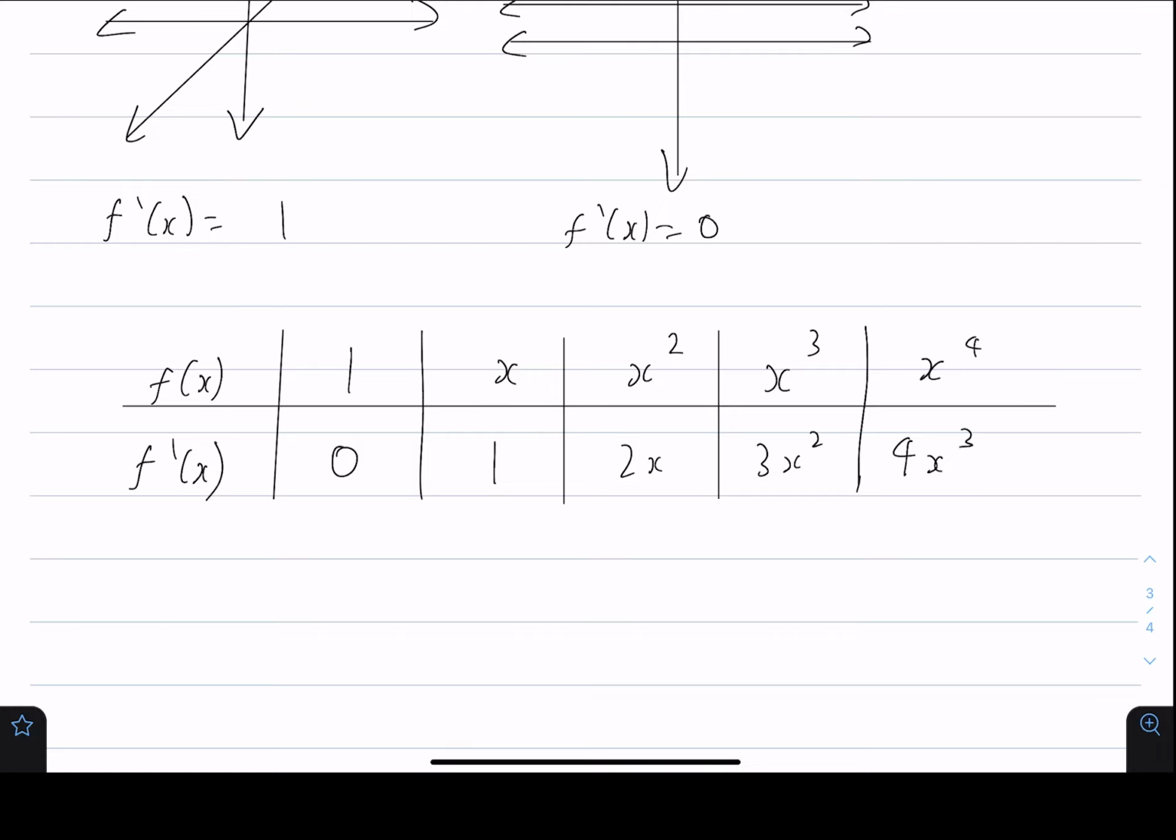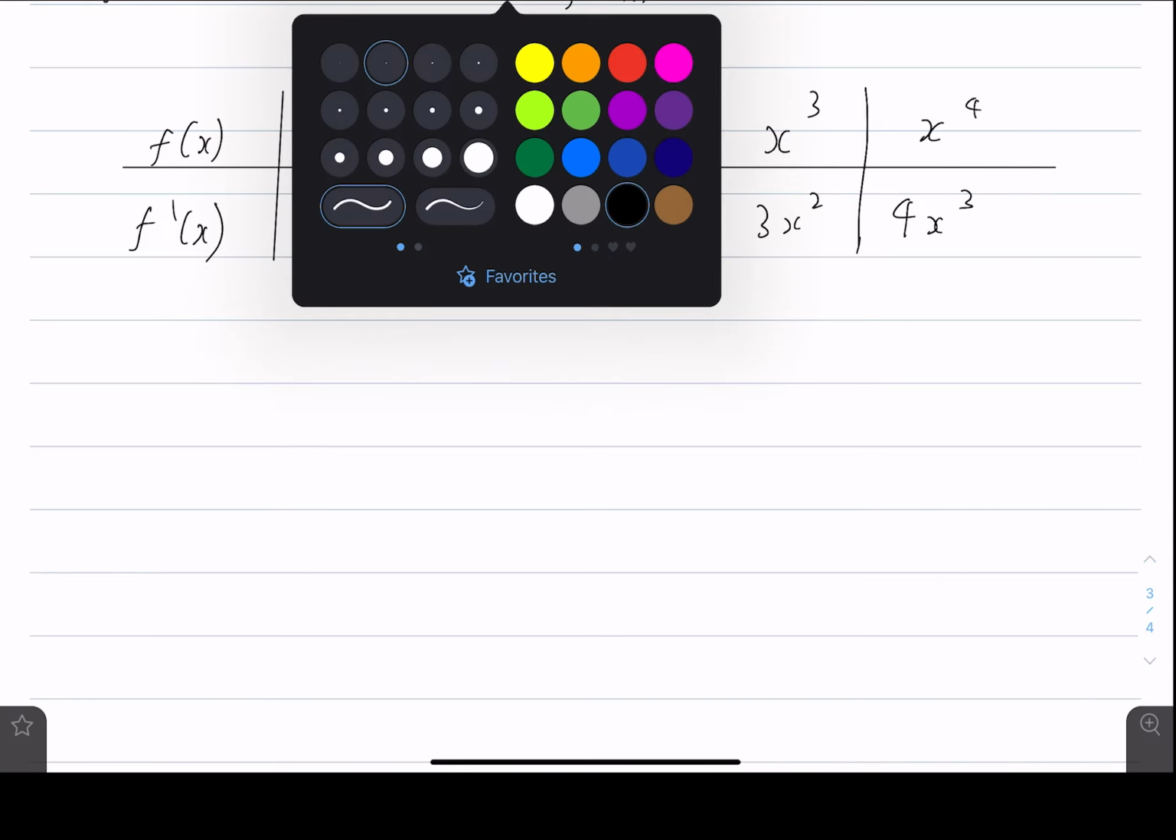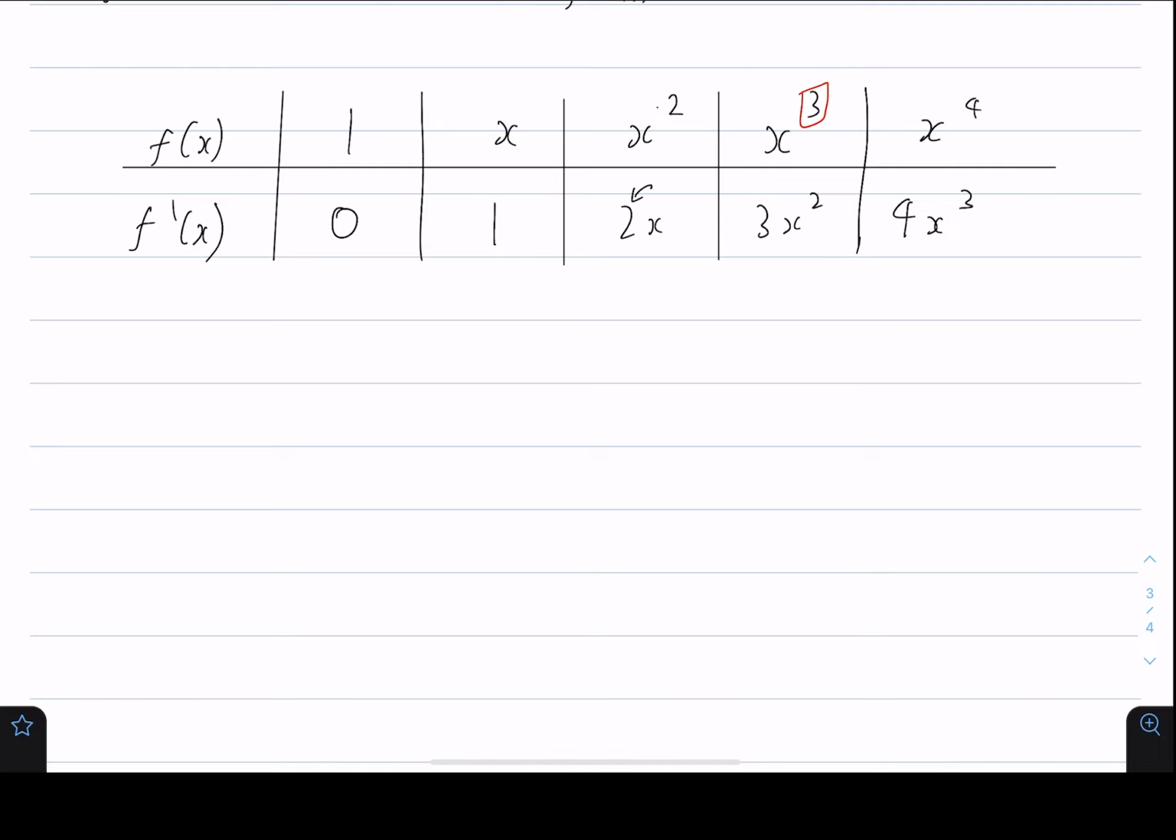Now, if you're observant enough, you may find a pattern here. And that pattern is from f of x to f dash of x, what we can say is that the power comes down and you subtract 1 from the power. See? So the 3 here comes down here, becomes a factor, and you subtract 1 from it, so it becomes 2. Same here. The 4 comes down here and subtract 1, and the power becomes 3.